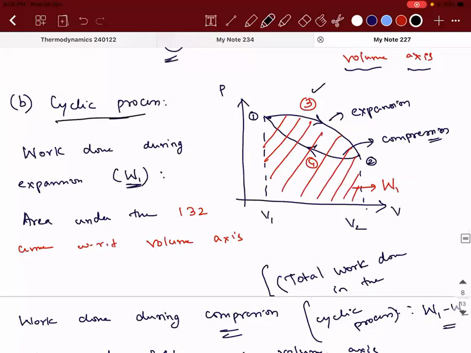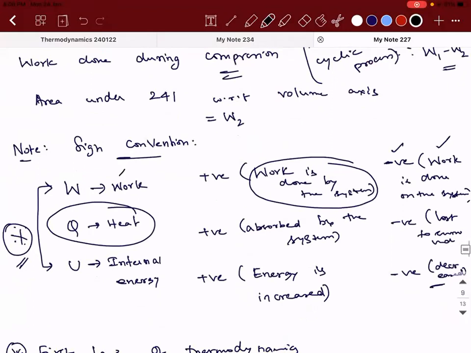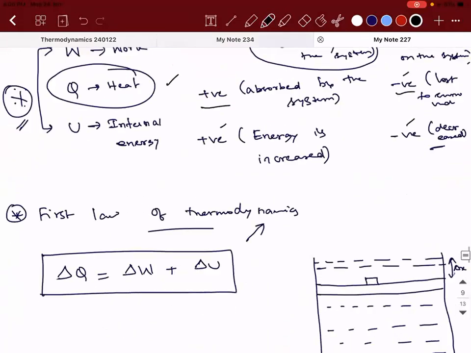Similarly, if you take the cyclic process into consideration, we need to take the sign convention. During that sign convention, we understood that work done is considered positive if work is done by the system. It is considered negative if the work is done on the system. Similarly, heat absorbed by the system is considered positive, and heat lost by the system is considered negative. For internal energy, increased energy is considered positive, and decreased energy is considered negative.